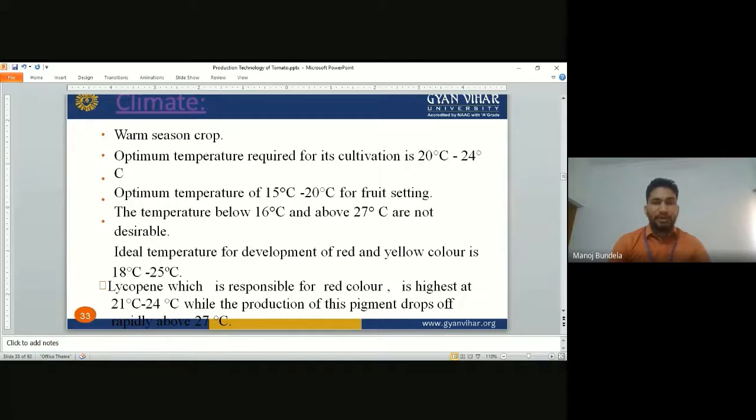Lycopene, which is responsible for red color, is highest at 21 to 24 degrees centigrade, while the production of the pigment drops off rapidly above 27 degrees centigrade. Means 21 to 24 degrees centigrade is best for red color development, and a temperature above 27 is not suitable. So this is the effect of temperature. The optimum temperature is 15 to 20 degrees. Temperatures below 16 and above 27 are not desirable. The ideal temperature for red and yellow color development is 18 to 25 degrees centigrade. Lycopene is highest at 21 to 24 degrees centigrade, while pigment production drops off rapidly above 27 degrees centigrade.